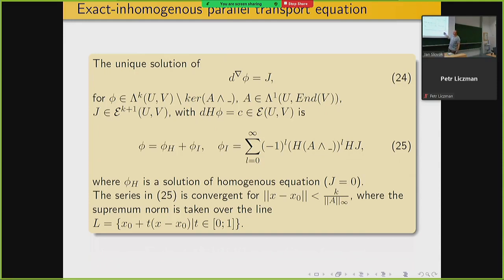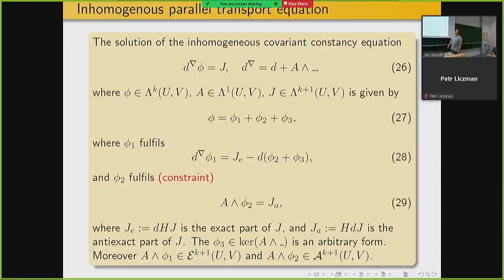Of course, we have to check if this power series converges. So there are some, say, functional analysis conditions on the norm of this operator, but generally it converges in some radius around this x0. Okay, and now the general case. So j is generally an arbitrary form, so exact plus non-exact, anti-exact part. So you can decompose it into three parts. The first part solves the parallel transport equation where this current, or this right-hand side, is exact, because Ja is the exact part of J, and this is exact because it's D of something.